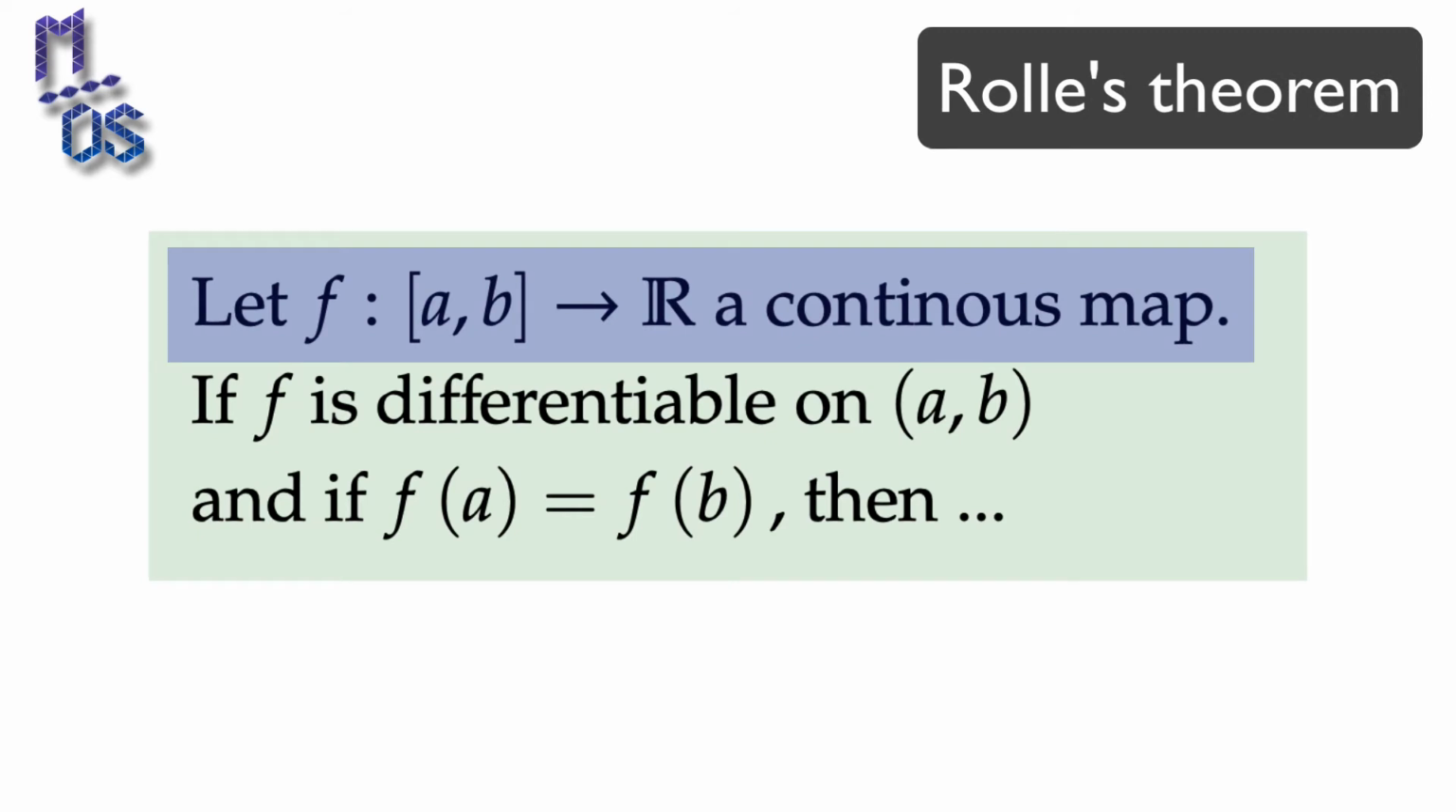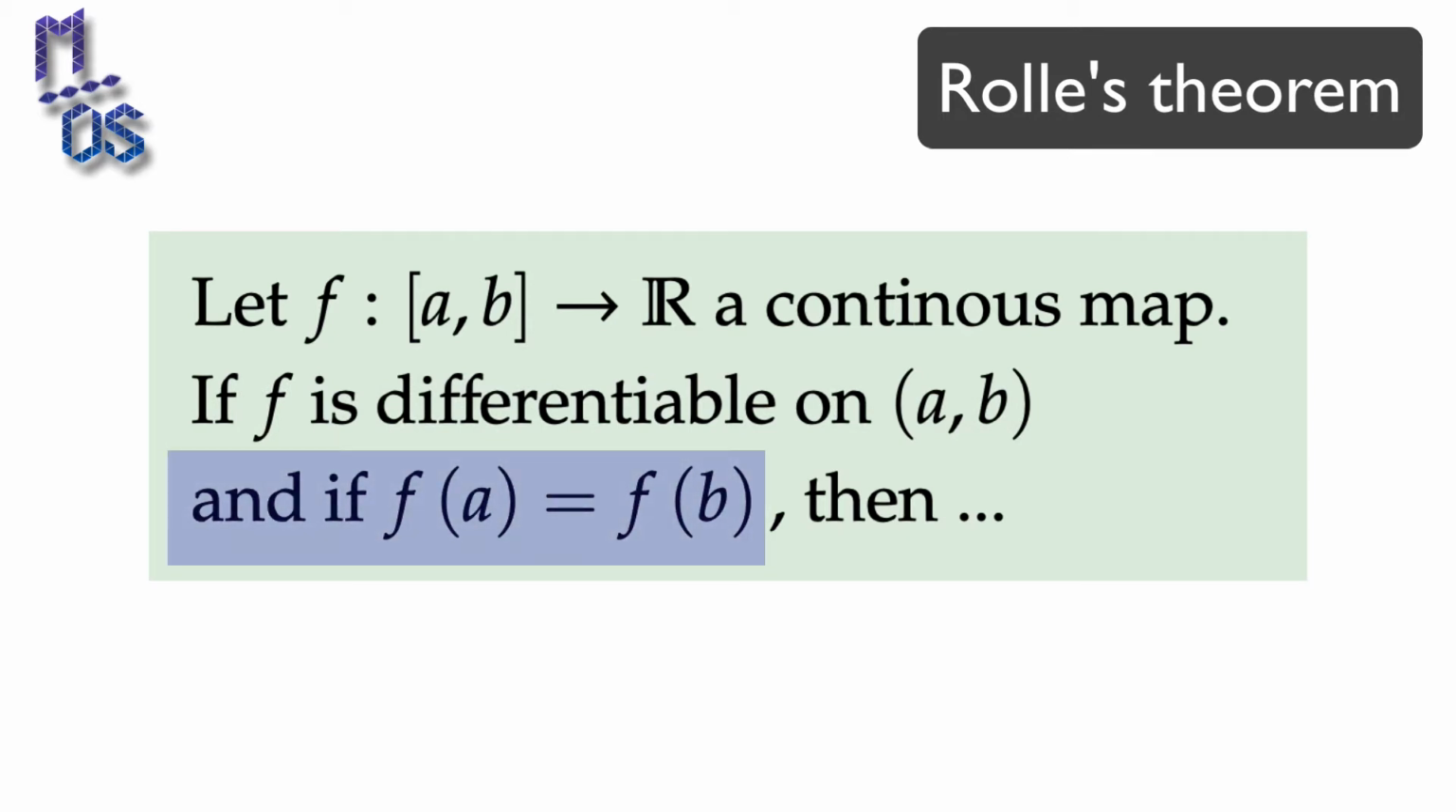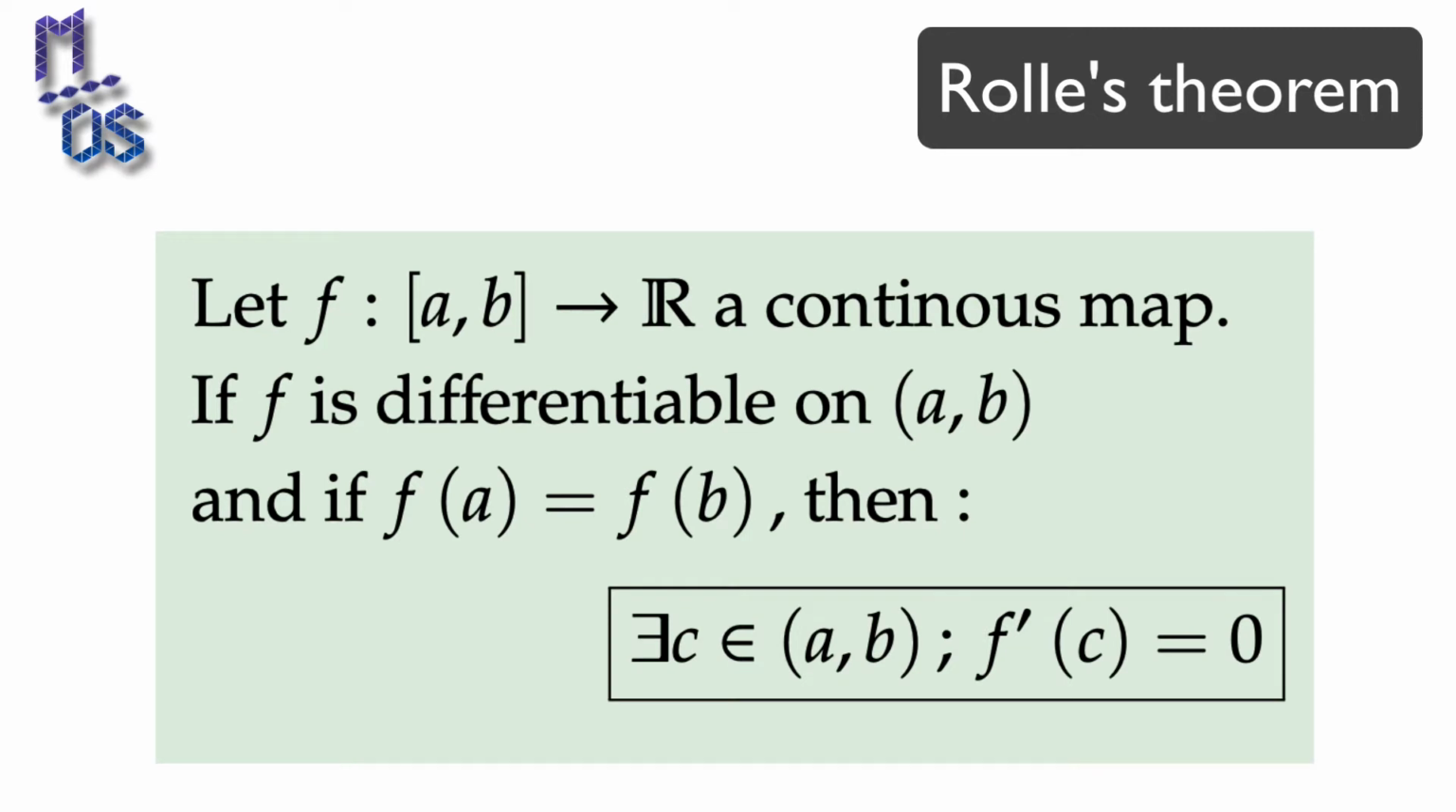For any continuous function f, defined on a closed and bounded interval [a, b], if f is differentiable on the open interval, and if it attains equal values at a and b, then there exists some real number c, strictly comprised between those bounds, such that the derivative of f vanishes at c.